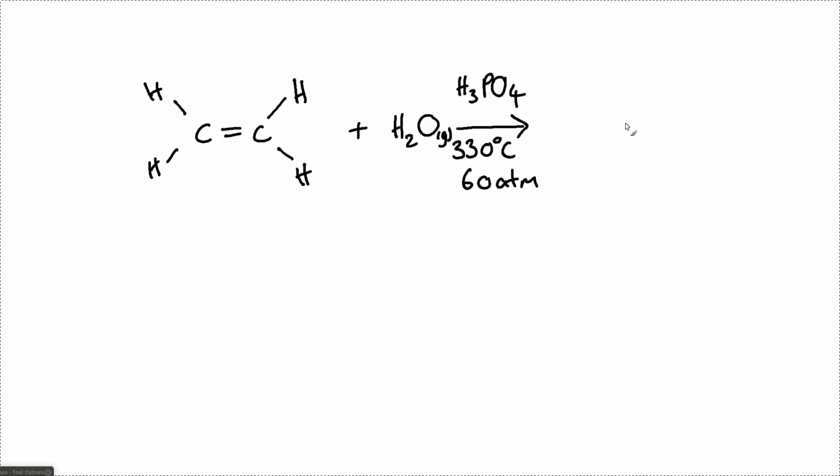And in that case, we're going to be able to add the H2O molecule across this double bond, and we're going to form an alcohol. So for this simple alkene, ethene, we would form ethanol. So it is possible to hydrolyze an alkene in order to form an alcohol, basically by adding H2O across the double bond, but we do need an acid catalyst and we need a high temperature and pressure to make that happen.